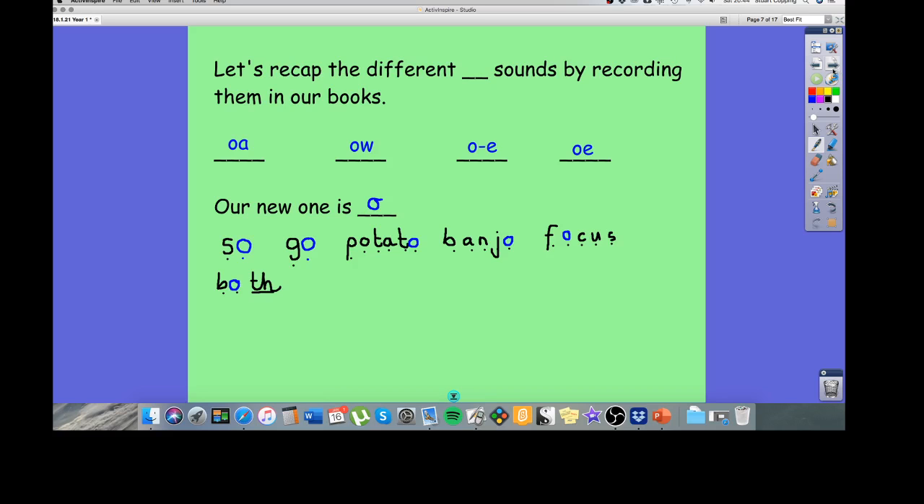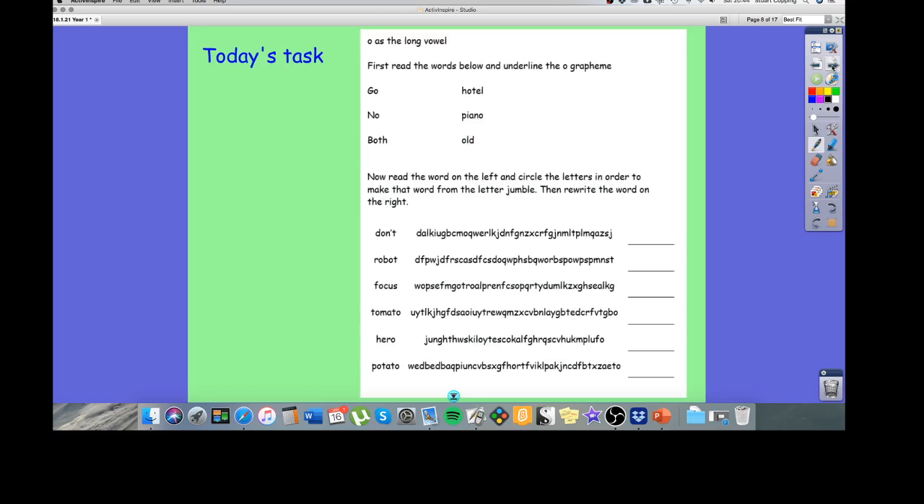Okay, on to the next bit then. So, this is today's task. This piece of paper is in your phonics book, and there's two different parts. The first part is you're reading the words, the 6 words here, and you're underlining the O grapheme, so the way you say the O. Nice and easy. And then, this is the hard one. It says, now read the word on the left and circle the letters in the order that they appear in the word from the letter jumble and rewrite the word over here. So I'm going to do the first one for you.